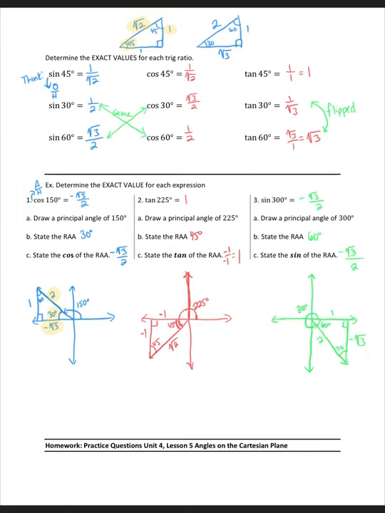So there's the solution for the last one. The sine of 300, if we were to draw that angle, that principal angle is going to end up in quadrant 4. And then the related acute angle is going to be 60 degrees. So I'll make that terminal arm into a triangle, which would be our 30, 60, 90 triangle.